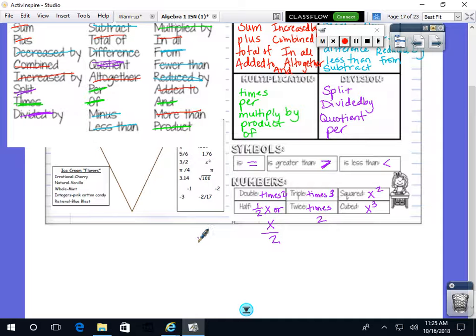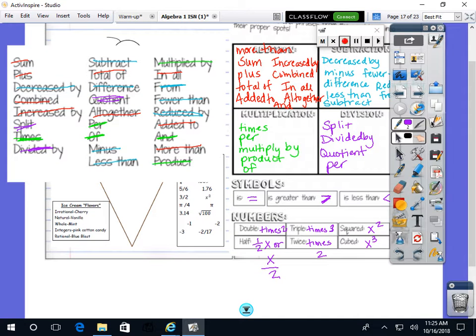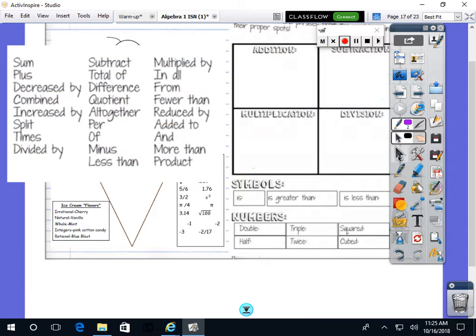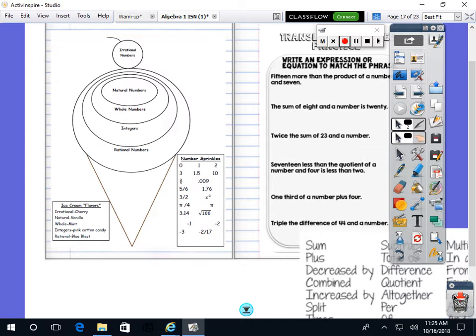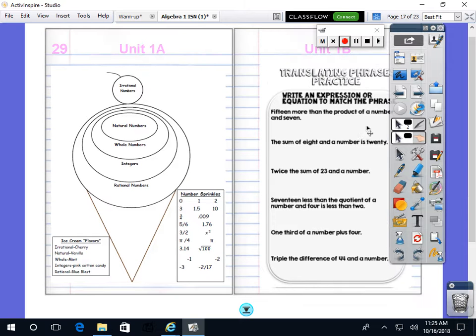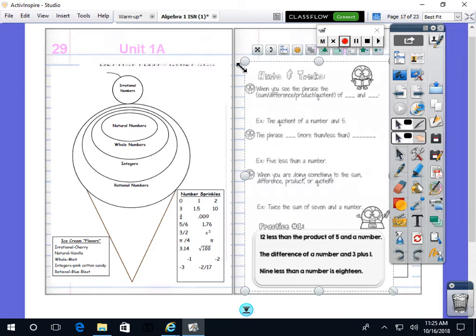Okay, and then we're going to be filling in the page next. It says hints and tricks. It was one of the cut pages. Okay, everybody finished filling in this page? Okay, so hints and tricks.